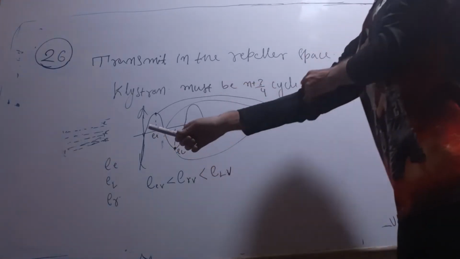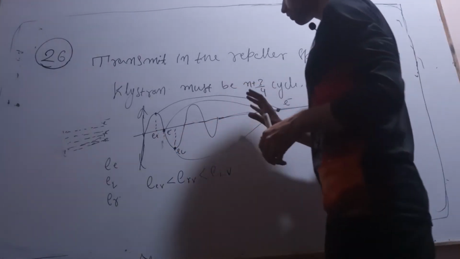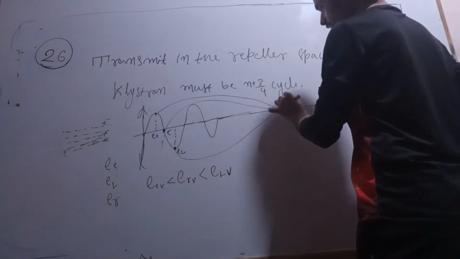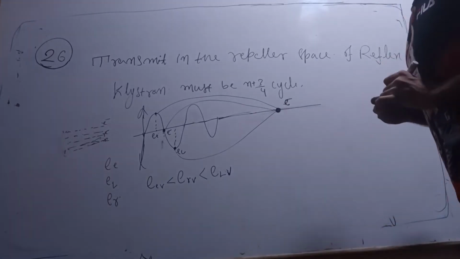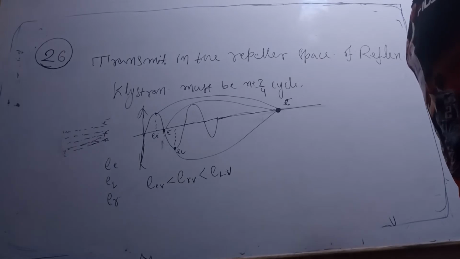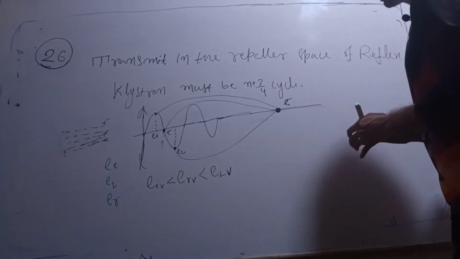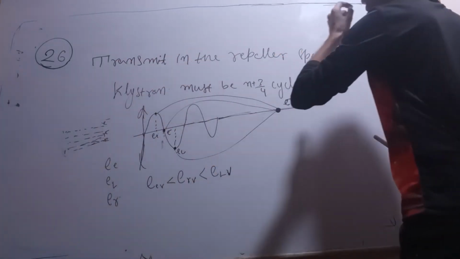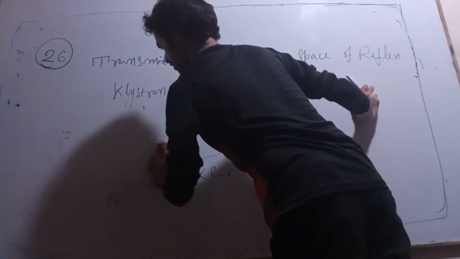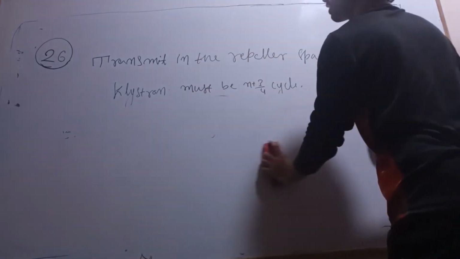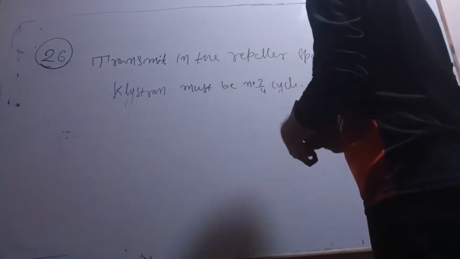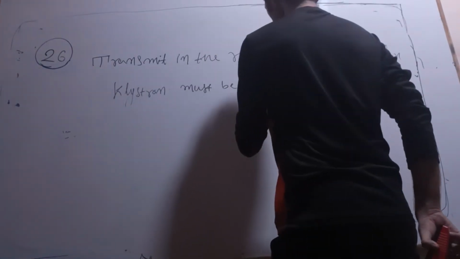So in this way, we are able to bunch all these electrons together, and we can give more energy to the RF signal. Now, if you see here, the transit time in the repeller space of the reflex klystron must be n plus 3 by 4.